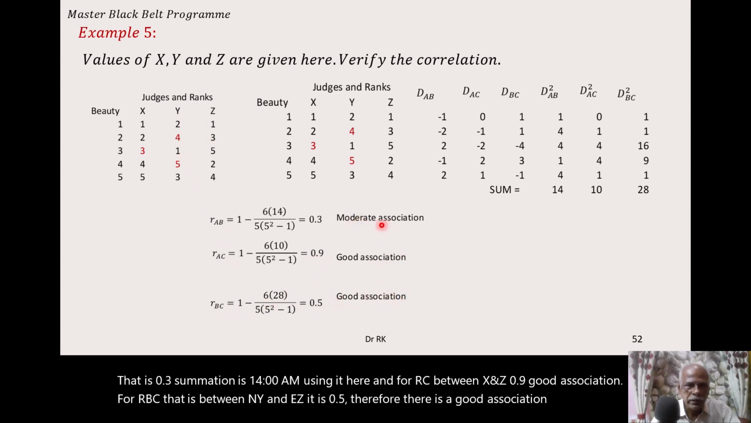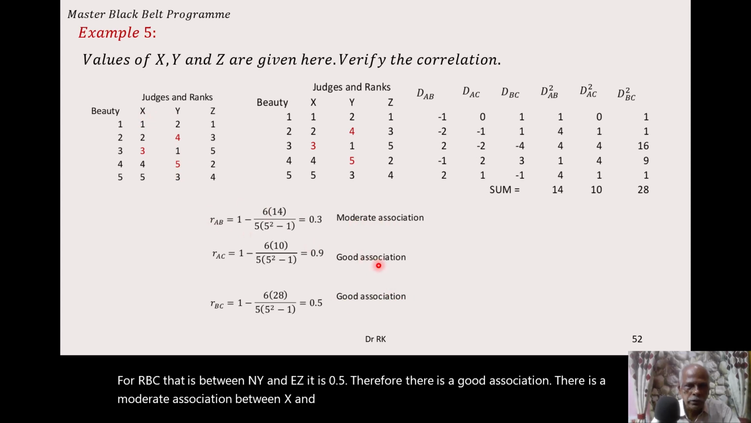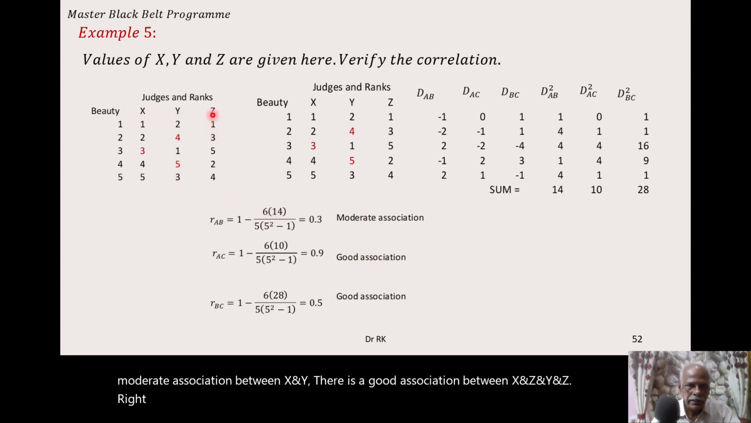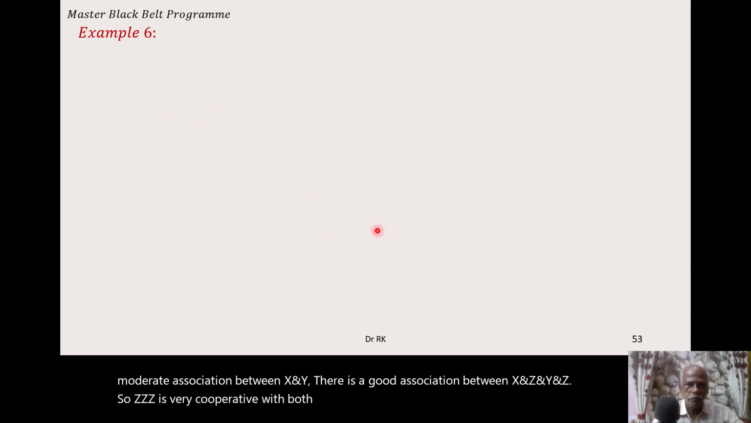There is a moderate association between x and y. There is a good association between x and z and y and z. Right? So, Z is very cooperative with both x and y.